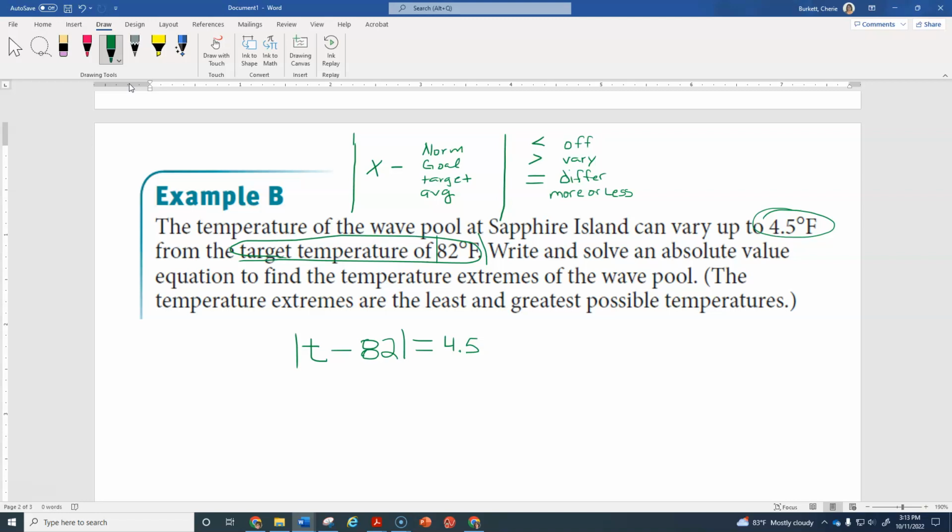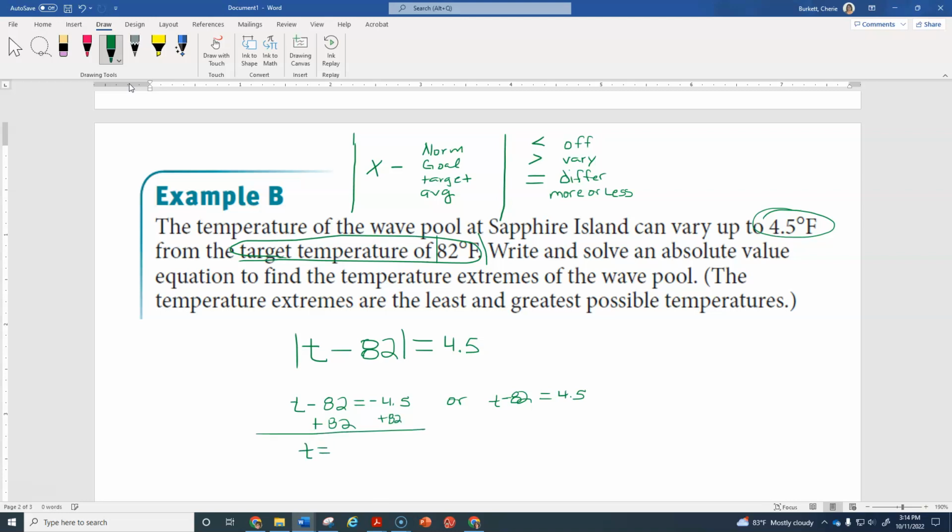Then we would solve it just like we did on all the other ones. We would solve it by isolating the absolute value bars. They're isolated, so then we would rewrite it by splitting it. T minus 82 is equal to negative 4.5, or T minus 82 is equal to positive 4.5, because remember, I'm still moving on a number line to the left of 82 degrees, and to the right of 82 degrees. So I'm going to solve for T here. I'm going to add 82 to both sides.